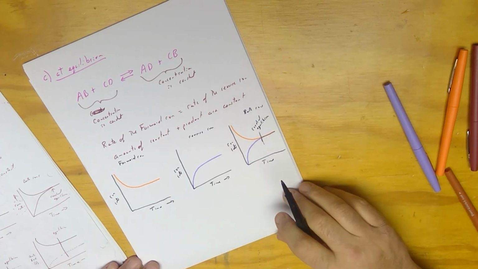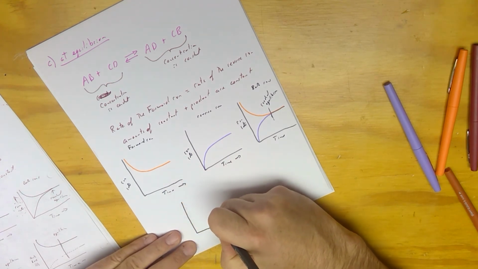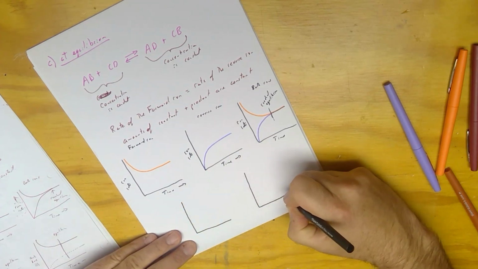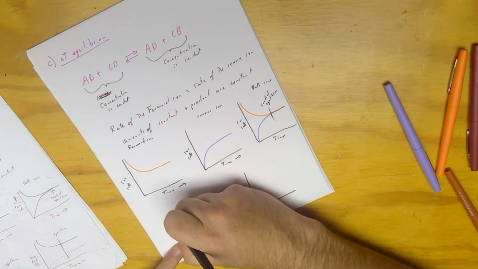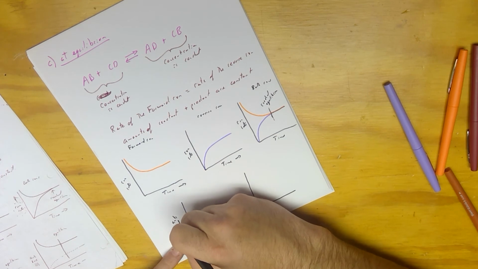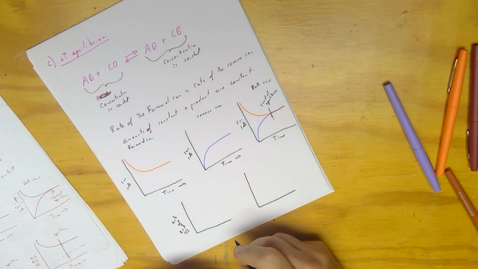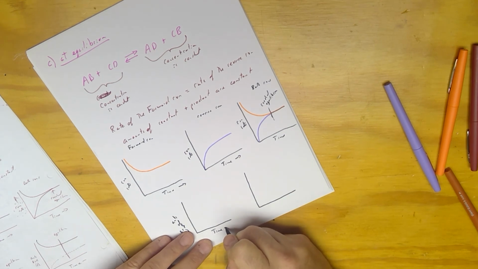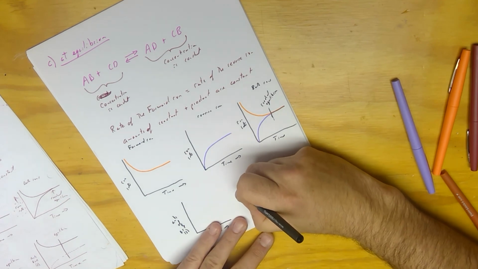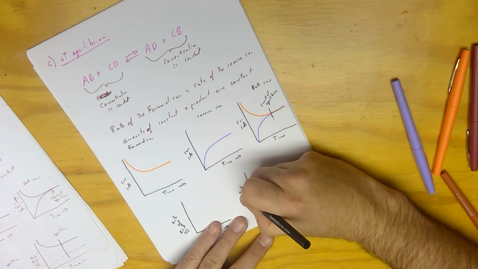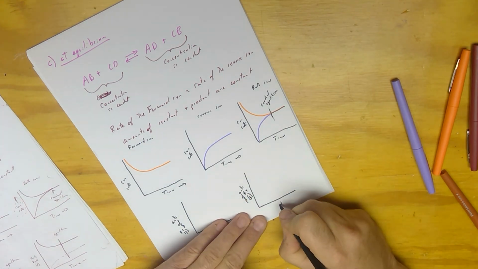Now, what the Regents likes to do is they'll throw this at you too. There are two more graphs that I want to draw. Except this time, we're going to label it amounts of reactant and product in grams and time. So instead of reaction rate, we're talking about amounts of reactant and product.